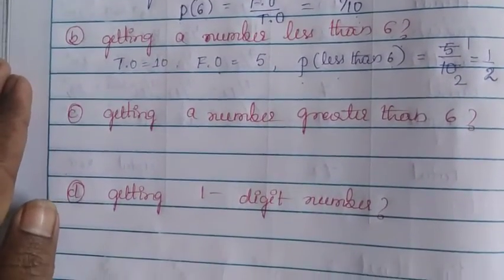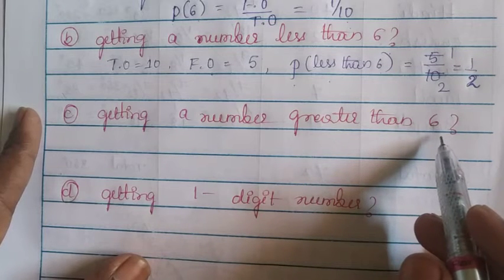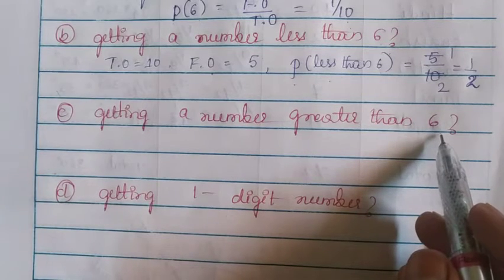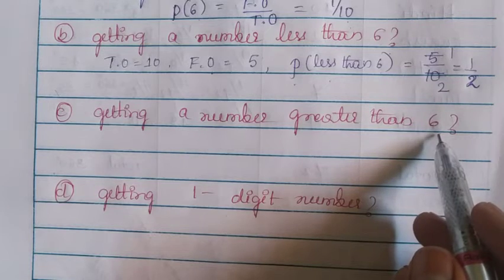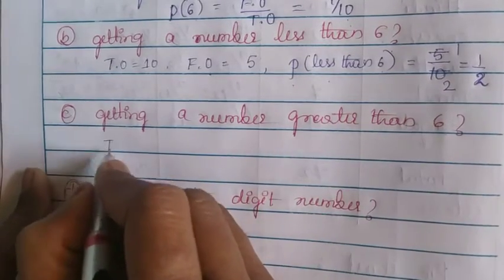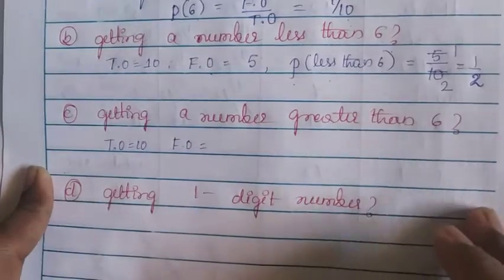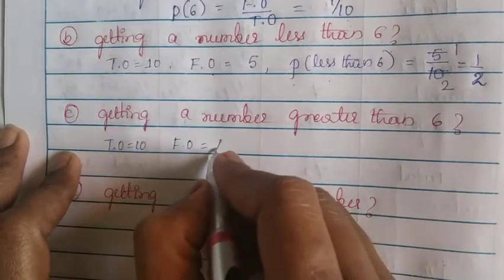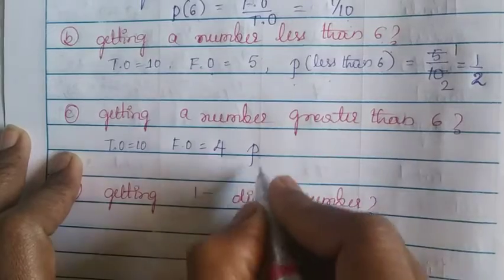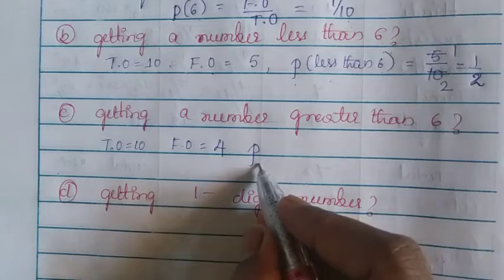Now come to the third sub question. Getting a number greater than 6. Now leave 6 here and count after the 6: 7, 8, 9, 10. Yes, the total outcomes are 10. Favorable outcomes are, count from 7: 7, 8, 9, 10. Favorable outcomes are 4. Now the probability is represented in terms of P.